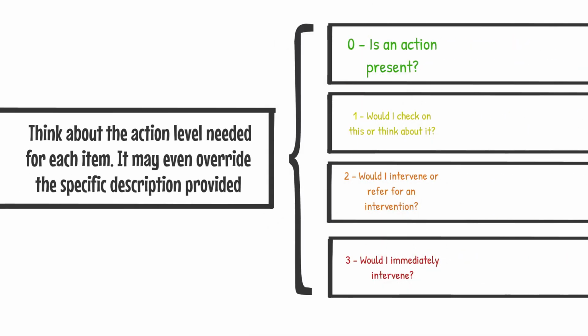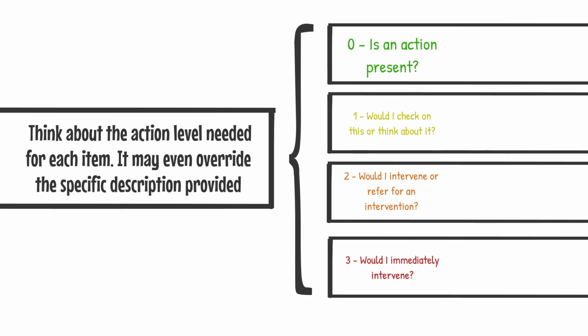This is where action levels come in. Instead of basing a rating on the anchor included in the manual's description for the item, it may be more helpful to consider within the context of that anchor which action you would take in order to assign a rating instead.